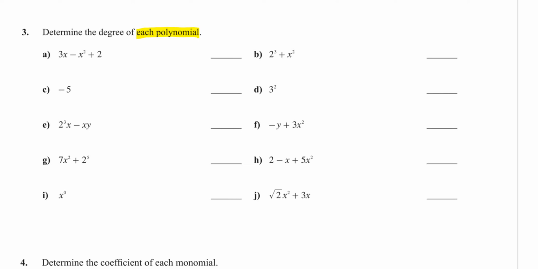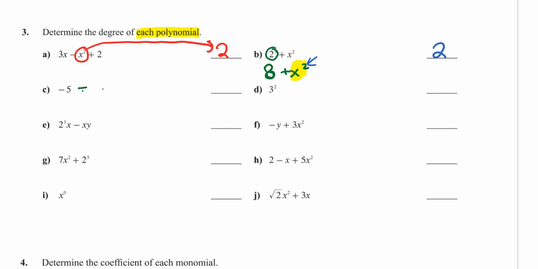Okay, let's move on to question number 3a. What's the degree? Well, the degree is the highest power. So for 3a, this is the highest power. So my degree here is going to be 2 because that's the power. So we always look for the highest power. For letter b, we have to be careful here because this is 2 to the power 3, which is 8, plus x squared. And we're always looking for the highest power on the variable. So this 2 is the highest power, so my degree here is 2.